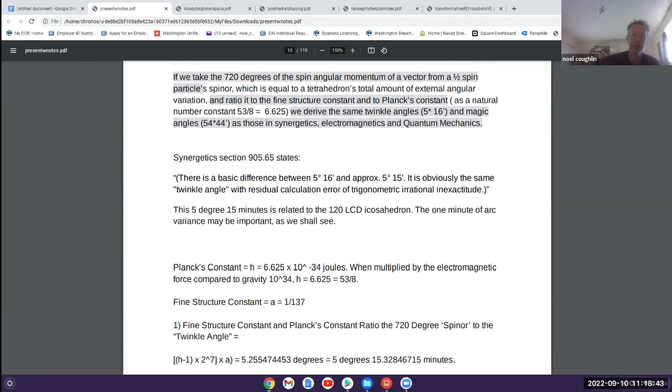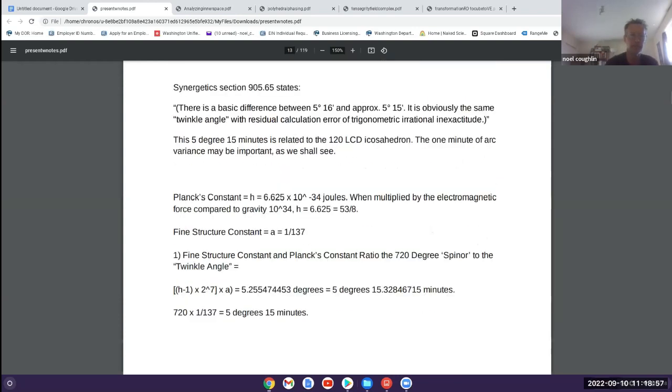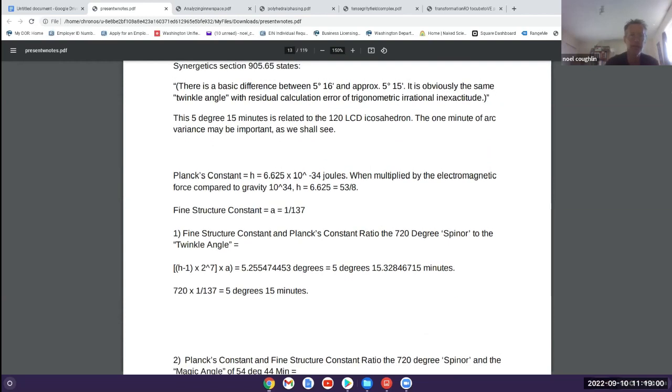If we take the 720 degrees of the spin angular momentum of a vector from a half-spin particle and ratio it to the fine structure constant and to Planck's constant, we derive the same twinkle angles and magic angles as those in synergetics, electromagnetics, and quantum mechanics. There's a basic difference between 5 degrees 16 minutes and approximately 5 degrees 15 minutes. It is obviously the same twinkle angle with residual calculation error of trigonometric irrational inexactitude. That's from Synergetics. So this 5 degrees 15 minutes is related to the 120 least common denominator icosahedron. The 1 minute of arc variance may be important, as we shall see.